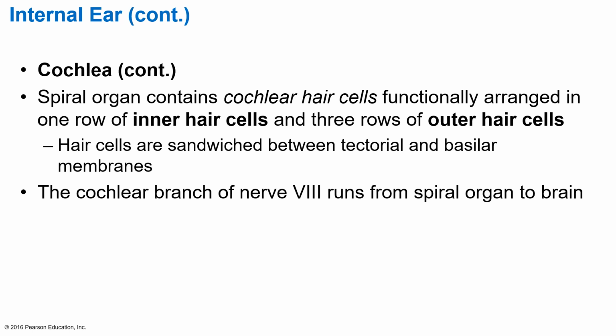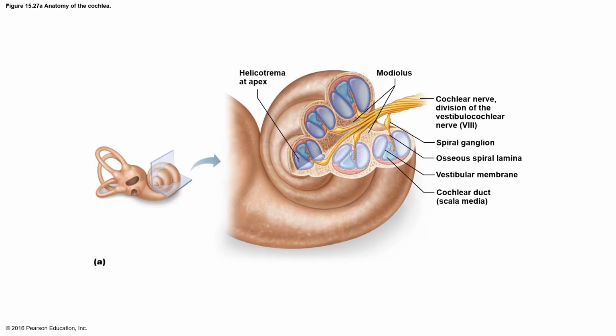Don't worry, I have pictures coming up. Here we go. So we can see this helicotrema at the apex, right in here. We can see the modiolus, this area here. Cochlear nerve, a division of vestibulocochlear, so cochlear tells us it's the hearing part. We can see the spiral ganglion. You can see the osseous spiral lamina, so bony part. Vestibular membrane, and the cochlear duct, the scala media, middle.